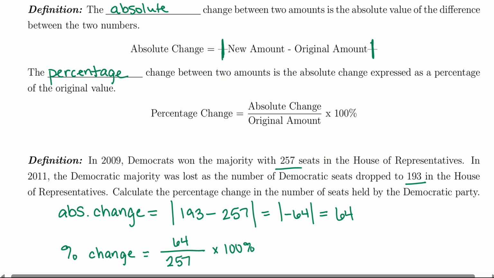When you put this into your calculator, make sure you are using parentheses or doing this in two steps. You're going to get a 24.9% change. And now the question is, is this an increase or a decrease? Well, since the number dropped, we know this is going to be a decrease in the number of House seats that was occupied by the Democratic Party.